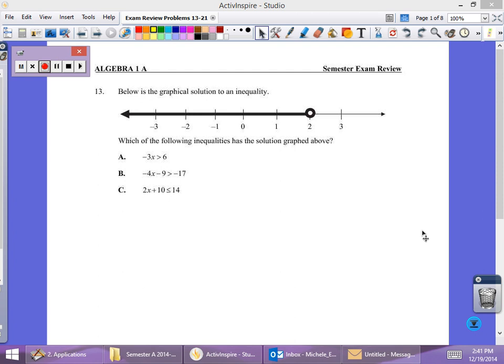All right, welcome back. This is Mrs. Toms. I'm going to go ahead and begin more of the Algebra 1 review. I'll be starting with problem 13, which is on page 9.